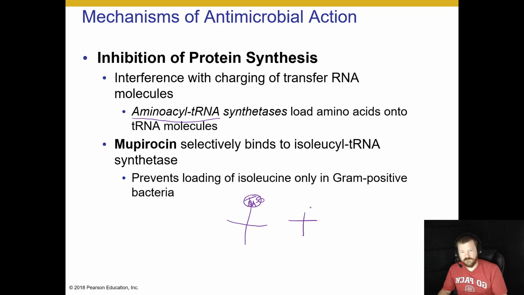If you can prevent the charging, so when I say charging, what I mean is, in the case of isoleucine, if this is the tRNA molecule that transfers isoleucine, this would be the tRNA in an uncharged state, right? It's charged when you actually put the isoleucine on it. So if you can prevent that charging, you can prevent the use of that particular amino acid in making a protein, and so you might prevent making proteins in general. And if those are important proteins for an organism to live, then you've prevented that by using certain antimicrobials, right? So prevent loading there.